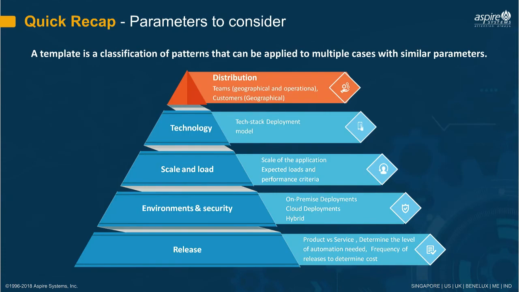And quickly moving forward to parameters. Based on our experience, again, we've understood and identified 5 different categories of parameters. The first one being distribution. That is, how distributed is your team? How distributed is your product? How distributed are your customers?